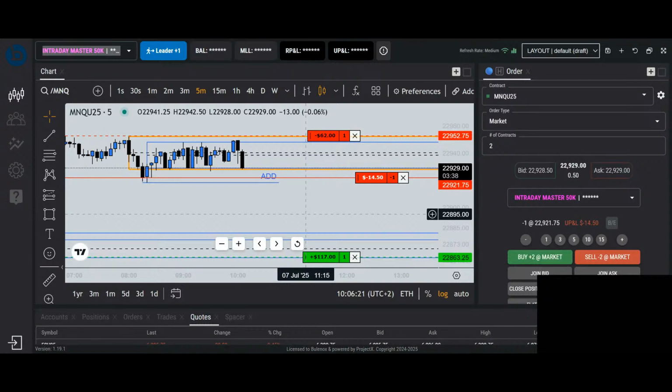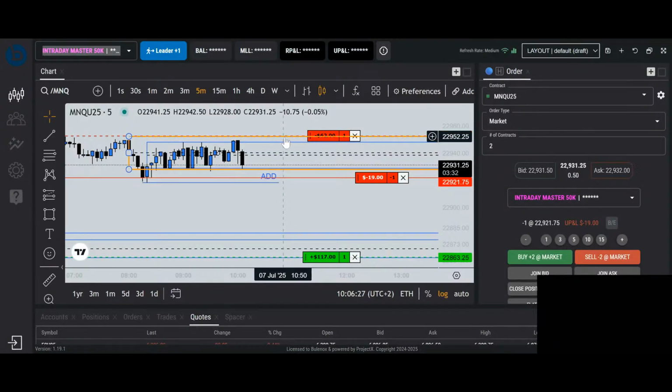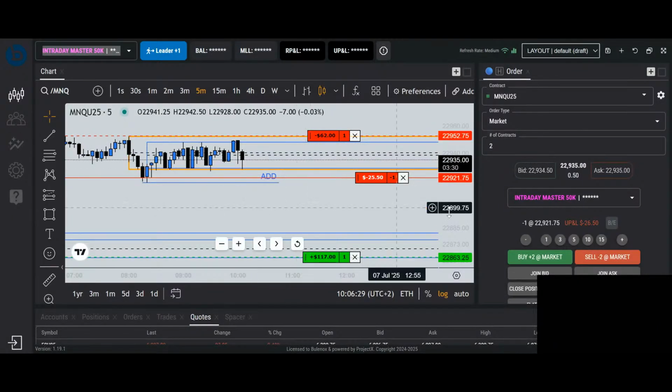Now this actually came close to our stop. I was talking and did not even see it. I think this came about 2 points from our stop.